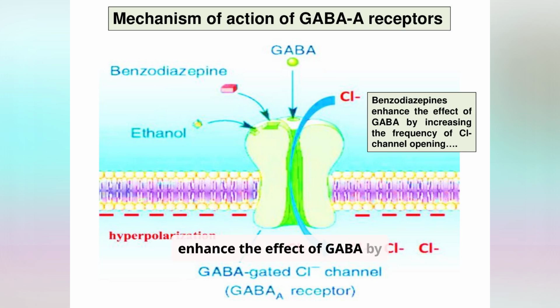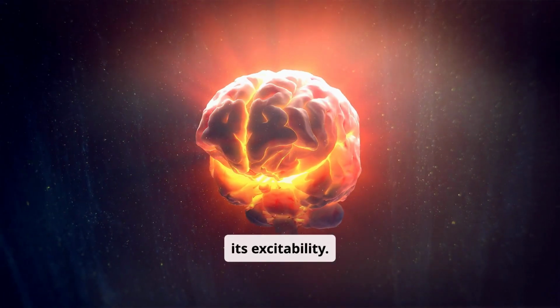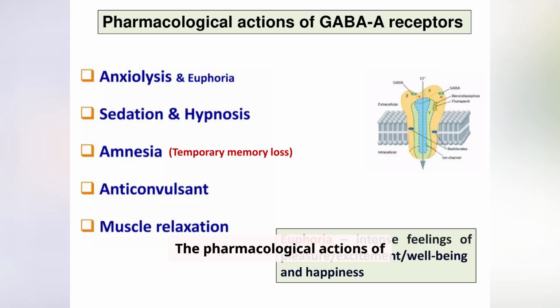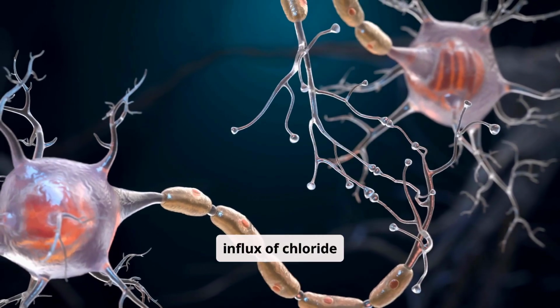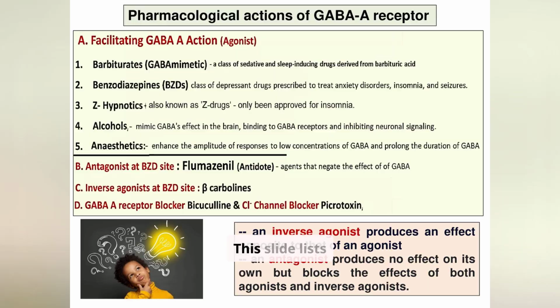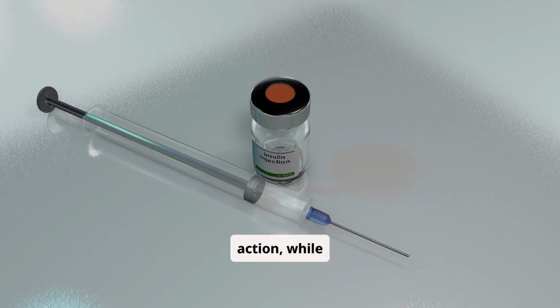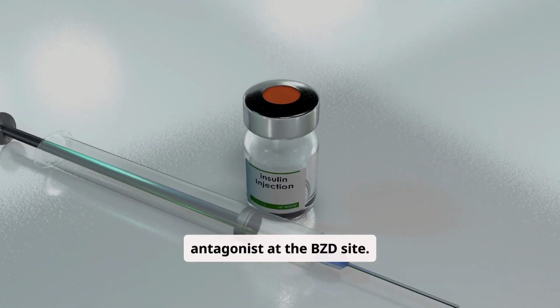Benzodiazepines enhance the effect of GABA by increasing the frequency of chloride channel opening. This leads to hyperpolarization of the neuron, reducing its excitability. The pharmacological actions of GABA-A receptors include anxiolysis, sedation, amnesia, anticonvulsant effects, and muscle relaxation. These effects are mediated by the influx of chloride ions into the neuron. This slide lists different types of drugs and their effects on the GABA-A receptor. Barbiturates, benzodiazepines, and Z-hypnotics facilitate GABA-A action, while flumazenil is an antagonist at the BZD site.